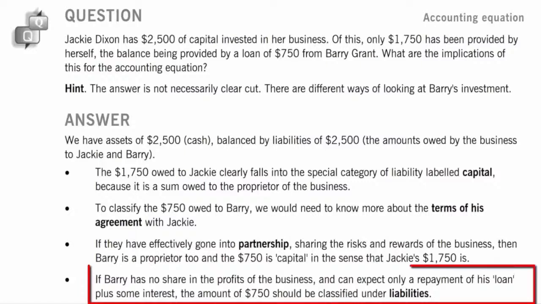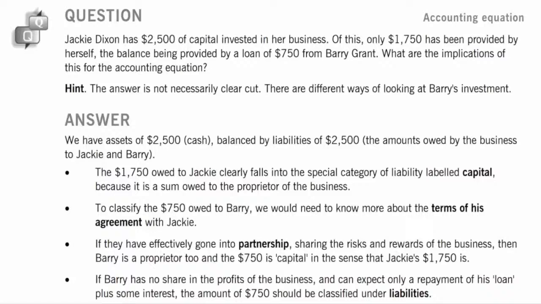Scenario 2. Barry is a lender. On the other hand, if Barry is simply lending the money and has no share in the business's profits, then the $750 would be classified as a liability. Why? Because the business is obligated to repay Barry, likely with interest. In this case, Jackie's $1,750 remains as capital. Barry's $750 is classified as a liability. Now, the equation would look like this. Assets equals capital plus liabilities. Cash worth $2,500 equals capital worth $1,750 plus liabilities worth $750.